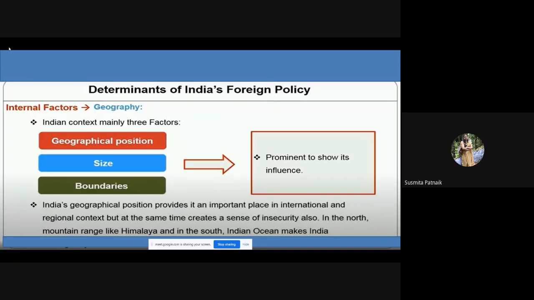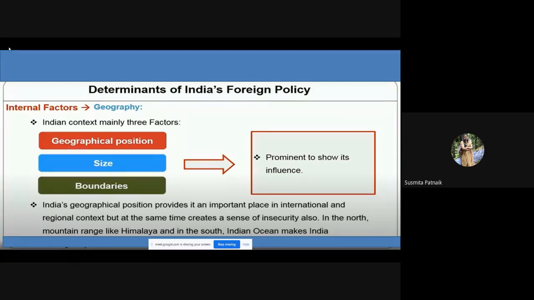Then the size. If the country is big or very large, it should have the required population inside the country. The size of a country matters for foreign policy, because if the size is large, then the administration should be exact and the population should be large. If size is the main factor, then the territory is the primary concern for that country.